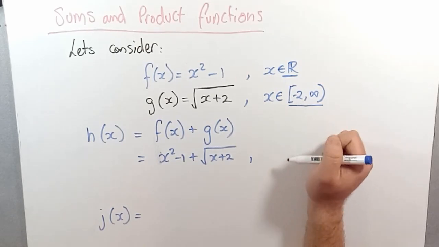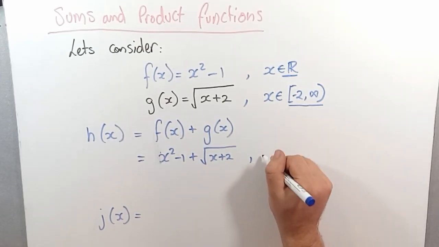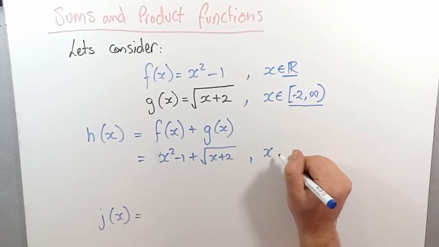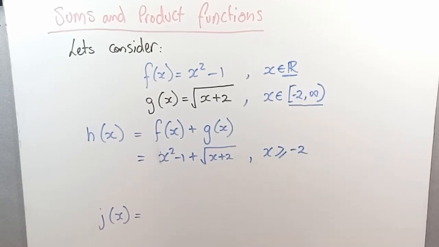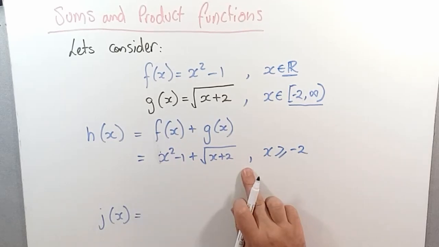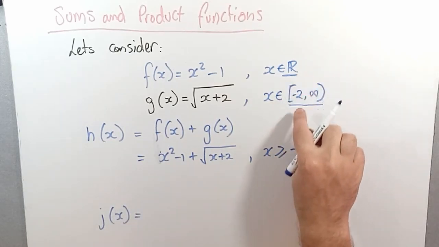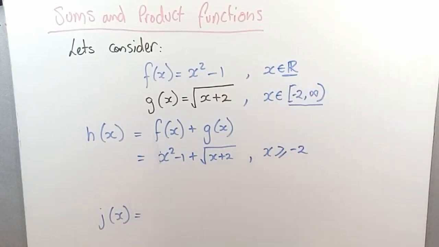It covers from -2 to infinity, so the domain for this one is going to be, I'll write the other way around this time, x is greater than or equal to -2. Okay, so the domain for this has to be the intersection of these two domains.